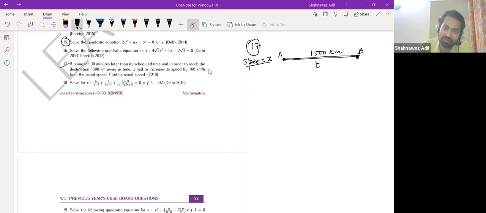No worries, Shoaib. Okay, so now tell me, Abir, what would be the time in the first case? Let us denote it by T1. So what would be the time in the first case?